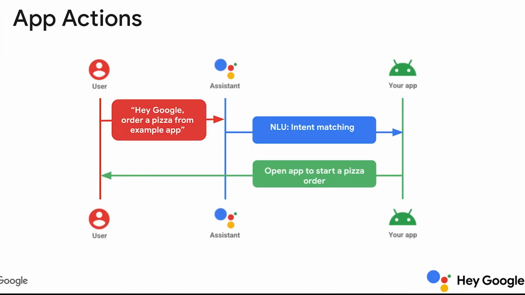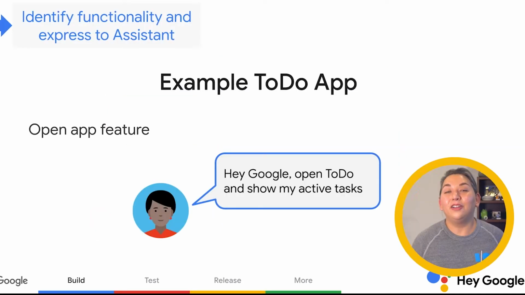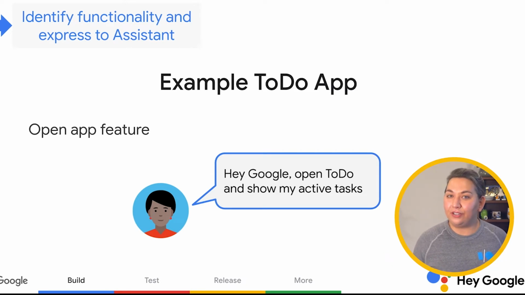Let's go back to how App Actions work. So the NLU that Assistant does will process the user's input and match the user's intent to a BII. Going back to the fictional to-do app, we can use the Open App Feature to display completed tasks and active tasks. This will open the app to a filtered view, displaying only the tasks the user wants to see.